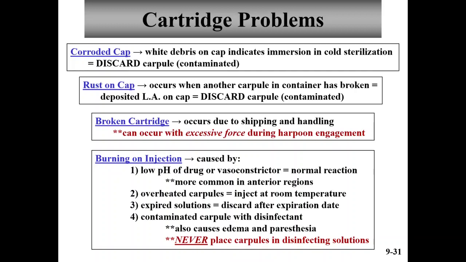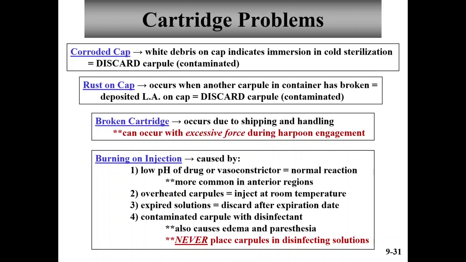And so you can bring a carpule to warm temperature by running the syringe with a loaded carpule under warm water, or just taking the cartridge and rolling it between your hands with friction. That'll warm it up. So you want it at room temperature, a little bit warm, but if you overheat them, that'll cause burning on injection. If you are using an expired local anesthetic, it will burn. So always check your expiration date, discard if it's past the expiration date, and if that carpule has been contaminated.